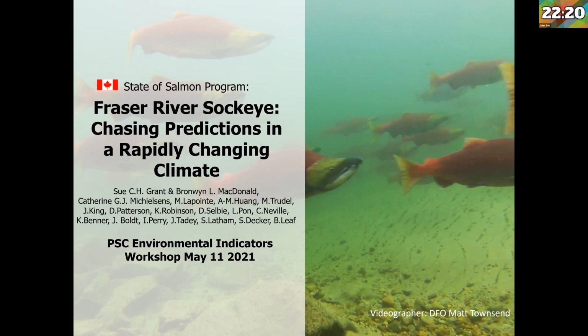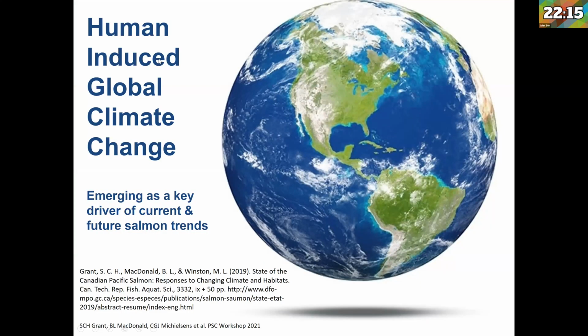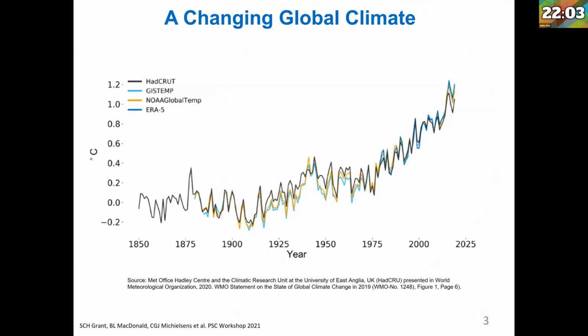With all this integration work, climate change, human-induced global climate change has emerged as a driver. It's embedded within all the other factors contributing to ecosystem and salmon trends that we're currently seeing. We've had some good introductions to this already today. Temperatures on the planet are warming, and in recent years, we're hitting record warm temperatures.